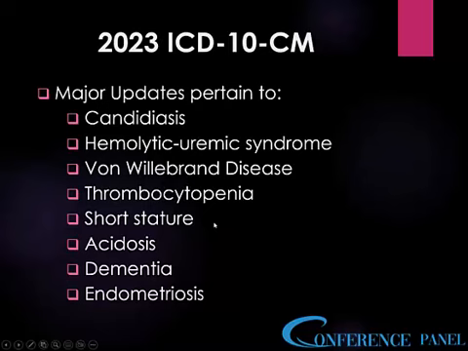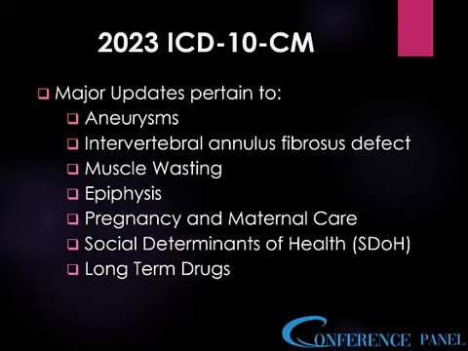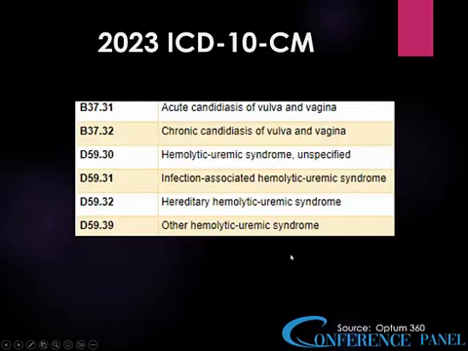So the major changes, not all inclusive, are going to pertain to candidiasis, hemolytic uremic syndrome, and thrombocytopenia. We have a lot of new codes for short stature, acidosis, lots and lots of new codes for dementia, aneurysm site specificity. We also have new codes for intervertebral annulus fibrosis defect, muscle wasting, epiphysis, and lots of codes for pregnancy and maternal care. So now we'll dive into some of the specific code changes.